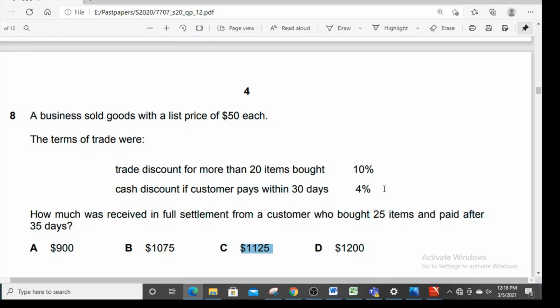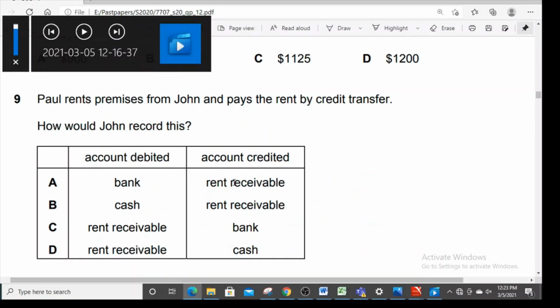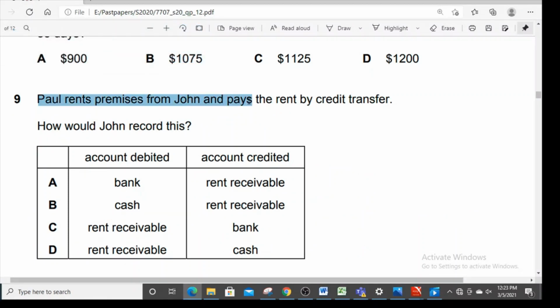Number 9 is Paul rents premises from John and pays the rent by credit transfer. How would John record this? So, we are John in this case, and for us, it's rent receivable. Rent receivable being an income should be credited, and since we are receiving it through credit transfer, we are receiving it in our bank account, so bank will be debited. So the correct option is bank debit and rent receivable credit. Option A.